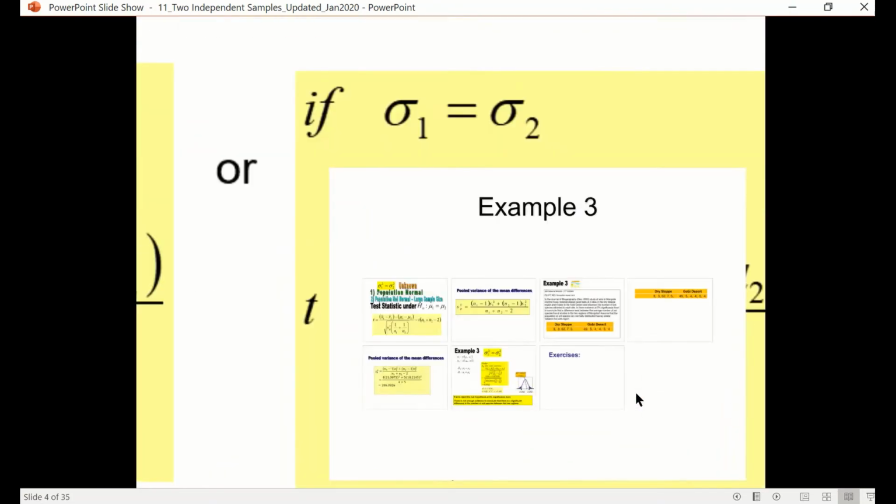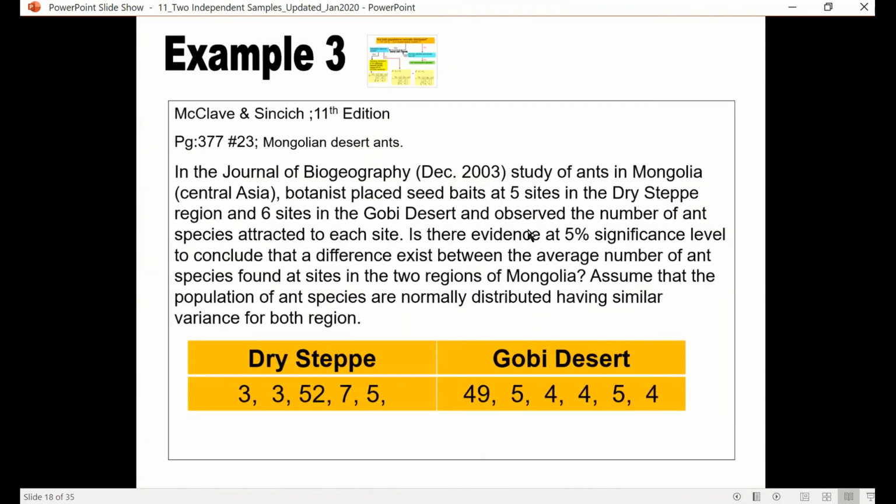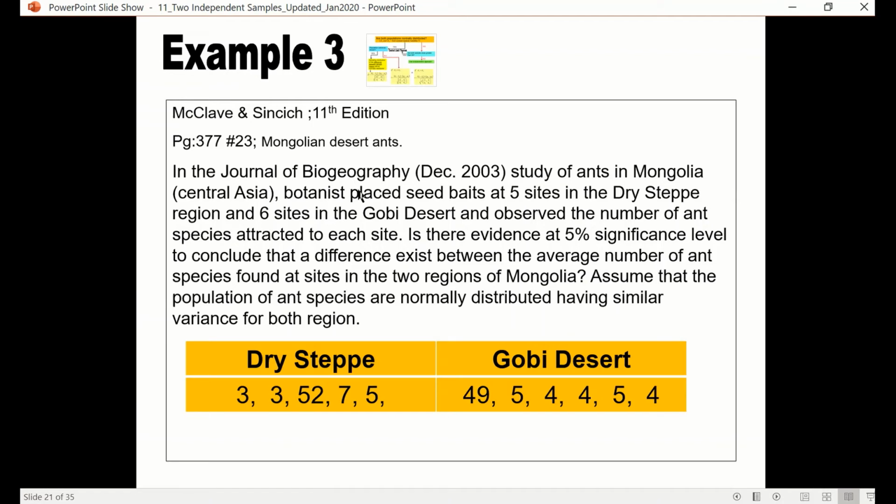Let's go to example 3, the Journal of Biogeography, a study of ants in Mongolia. Botanists place seed beds at 5 sites in the dry steppe region and 6 sites in the Gobi Desert, and observe the number of ant species attracted to each site. Is there evidence at the 5% significance level to conclude that a difference exists between the average number of ant species found at sites in the 2 regions of Mongolia? Assume that the populations of ant species are normally distributed, having similar variance for both regions.